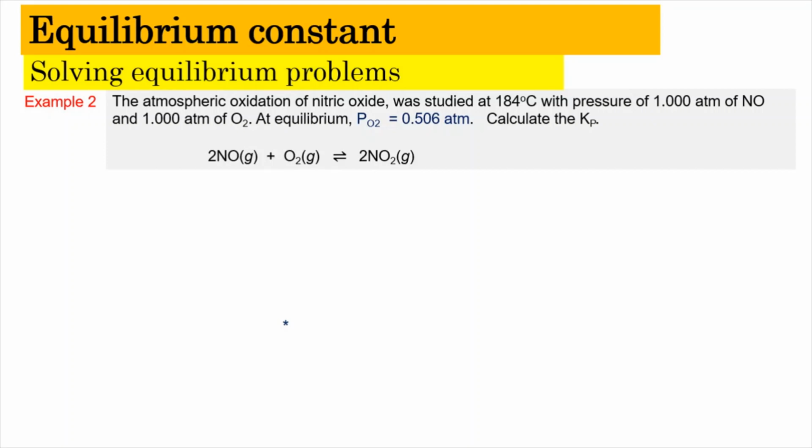So the atmospheric oxidation of nitric oxide was studied at 184 degrees Celsius with a pressure of 1 atm of NO as well as 1 atm of oxygen. At equilibrium, the partial pressure of oxygen is 0.506. We need to calculate the Kp. Okay, so initially we are given 1 atm of NO as well as the initial partial pressure of oxygen. So we need to use the ICE table in order to obtain each species at equilibrium, and then we need to calculate the Kp similar to before.